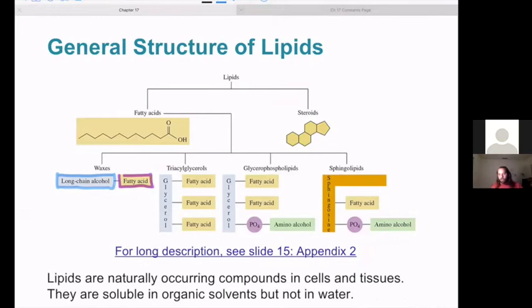Waxes, not a huge one in human biology for sure. If you were a bee and you're making beehives, you obviously produce a lot of wax as part of your structural sort of element. I don't want to say they're unimportant, but they are not what we really focus on when we're thinking of lipids. They tend to have very specialized roles. The triacylglycerols, these are really what you think of when you think of fats in your body, storage of fats, all that sort of good stuff is the triacylglycerols.